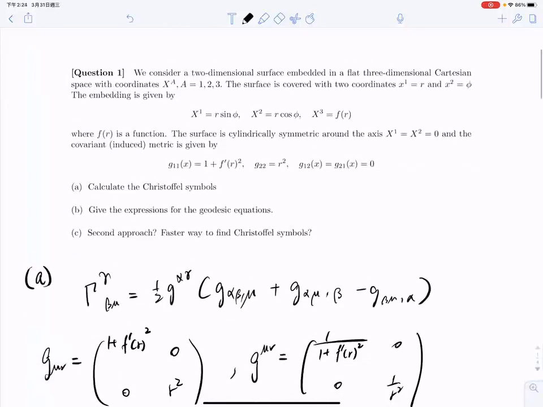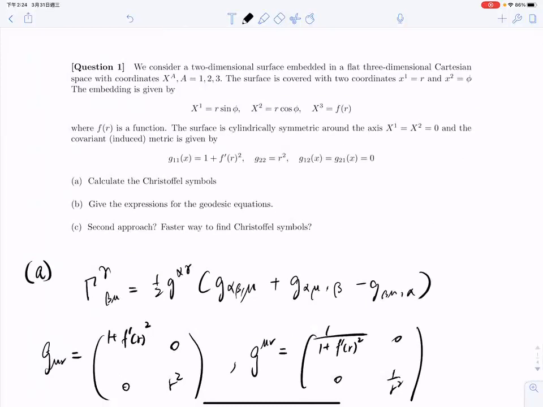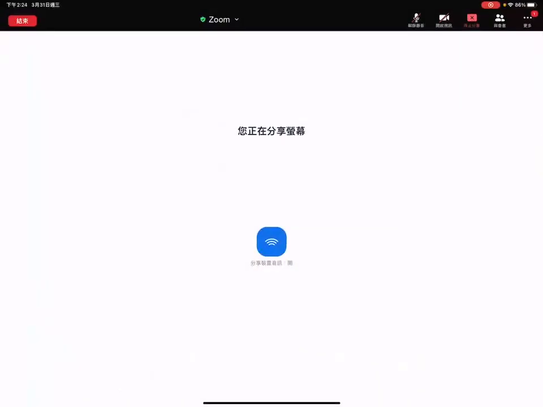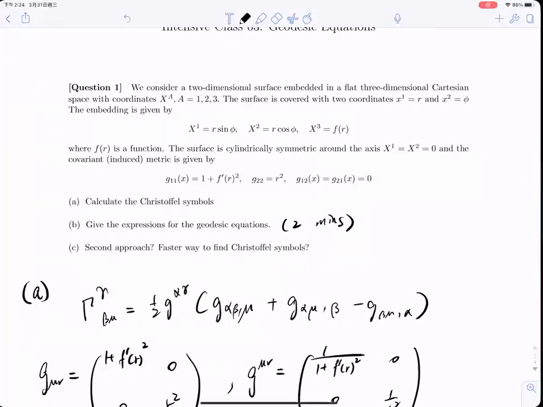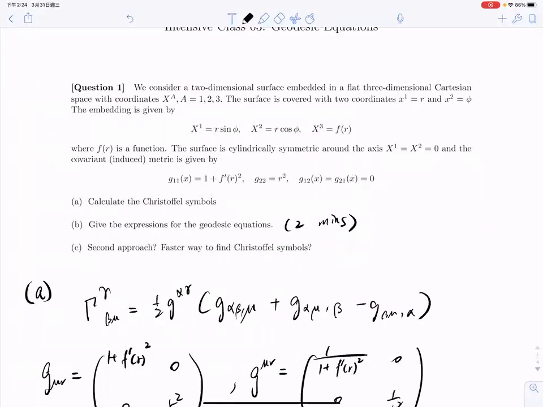So part A is very easy. And part B, you have 2 minutes to try it by yourself, and then I will check the answer. Any question, you can feel free to open your mic and ask. If you think you have already finished part A and B, they are very easy, and you can try part C. You can look for the second approach.